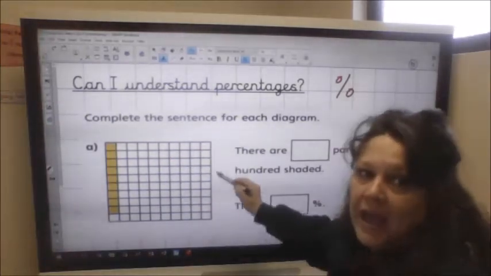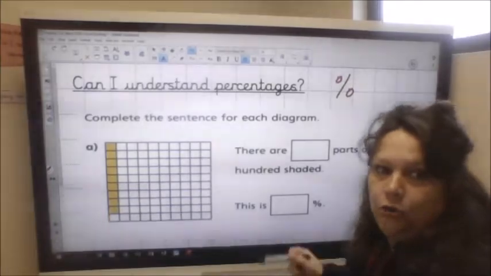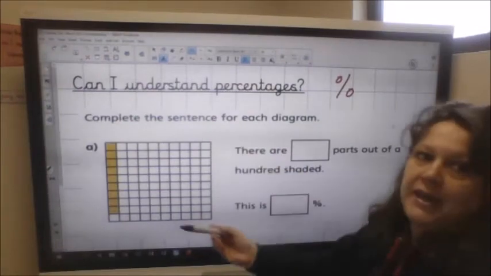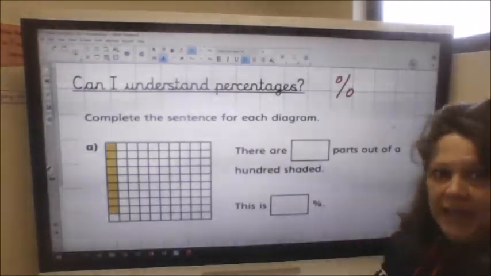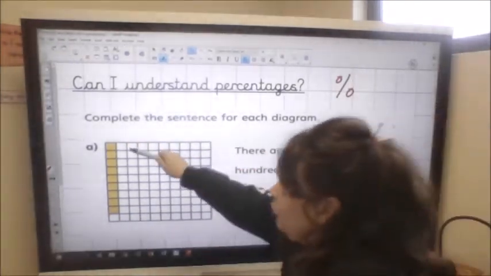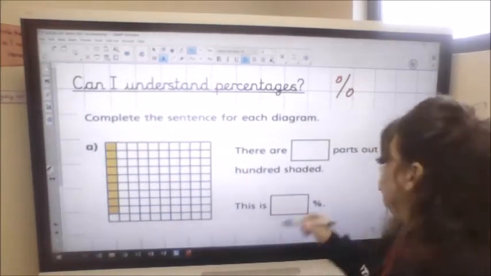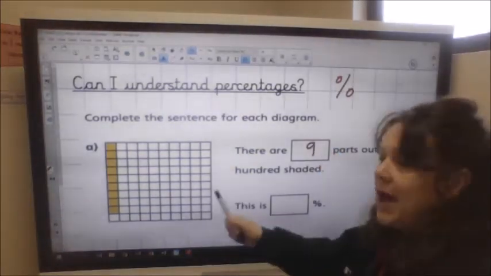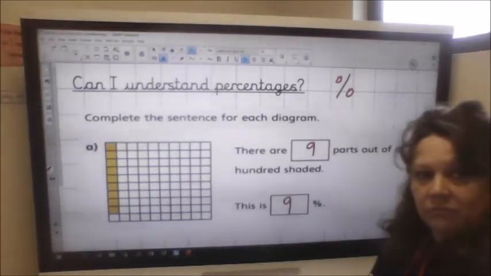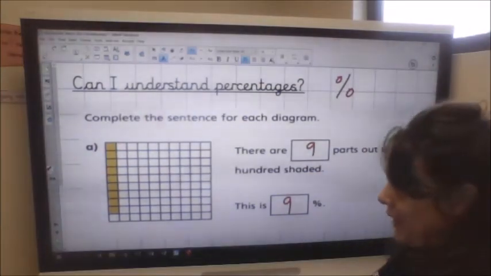So here I've got a square. It's divided into 100 little squares. How many parts are shaded in that 100 squares? If I count it, each of these strips is going to be 10 squares. So this one is one short of 10, so it's 9. 9 parts are shaded. So that means 9 out of 100. So that's 9%. How easy is that? Let's have a little look at another one then.